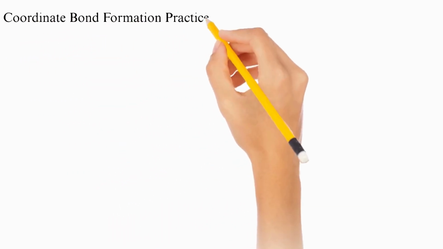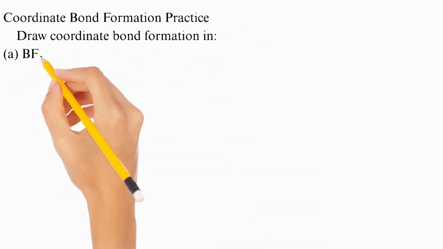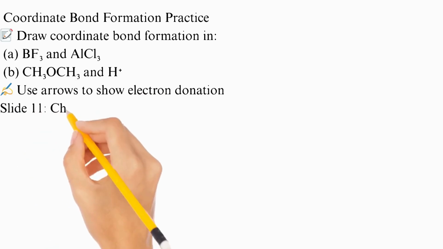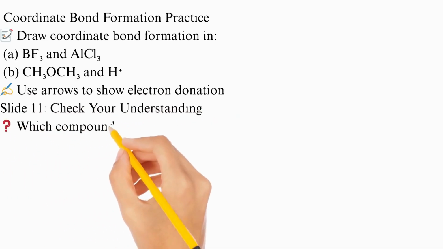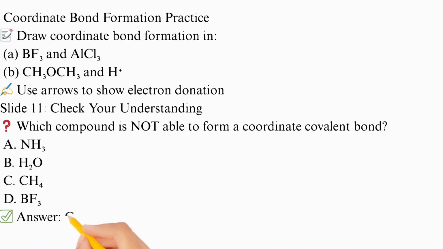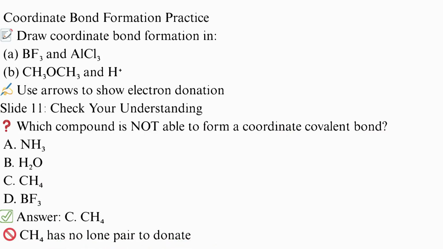Coordinate bond formation practice. Draw the coordinate bond formation in the following. Check your understanding. Which compound is not able to form a coordinate covalent bond? Options are below.